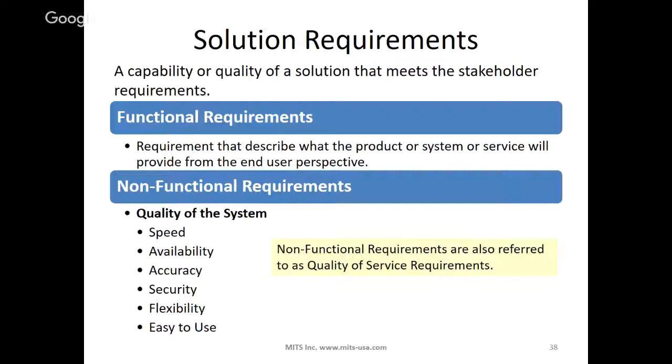Some of these are measurable, some are not. Flexibility is not very easy to measure. Security is pretty easy. Was there a successful break-in or not? Or denial of service is a common form of attacking.